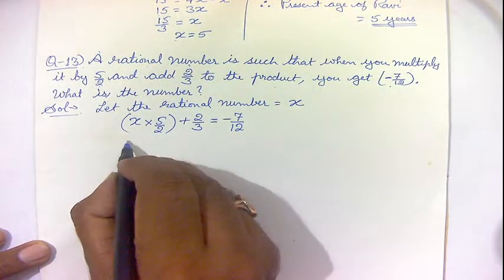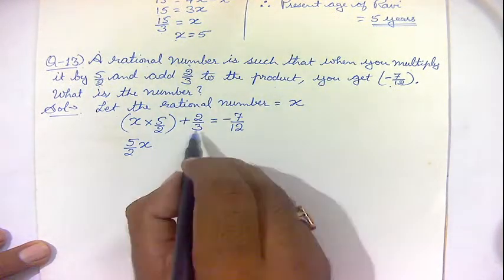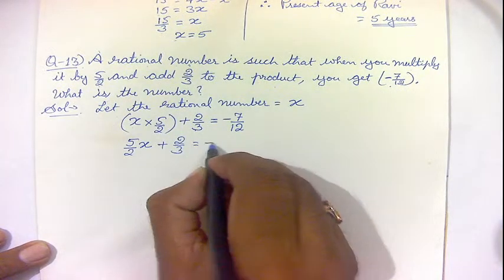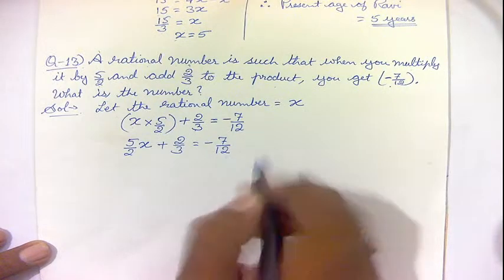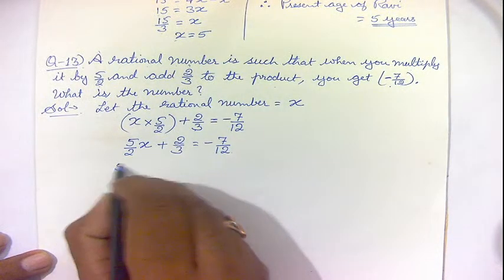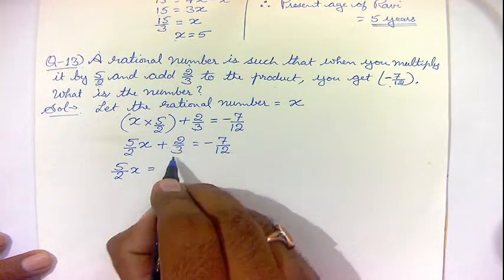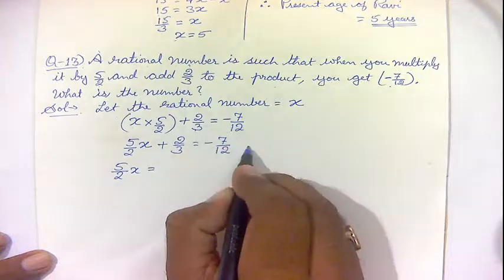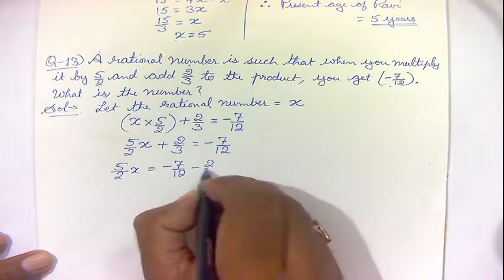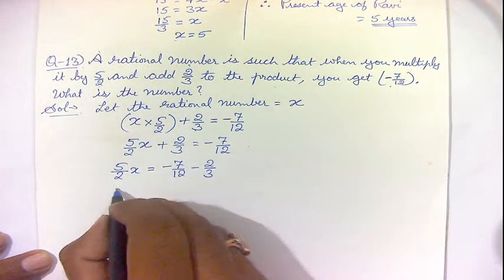Now X multiply 5 upon 2 is 5 upon 2X. This plus 2 upon 3 gives you minus 7 upon 12. Now this is the equation which you have to simplify. So simplifying it, 5 upon 2X equals, now 2 upon 3, it is a constant value. Let us transpose it to the right side. You will get minus 7 upon 12 minus 2 upon 3. Now simplify these two fractions.